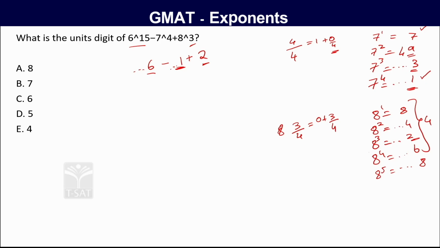So whatever the other digits are, when you are operating this, only the units digit is of concern. So you can just add the units digits and subtract the units digit, whatever your question is asking you to do, and forget about the rest of the digits to calculate the units digit. So 6 minus 1 is 5, plus 2 will come out to be 7, which is option B. Let's move to the next question now.